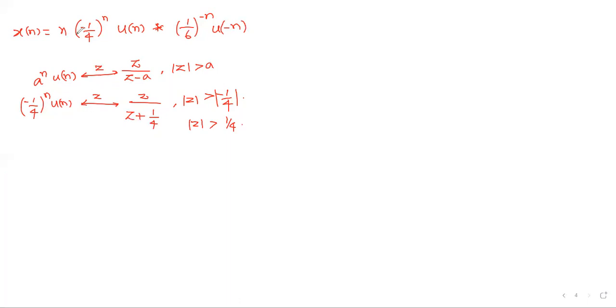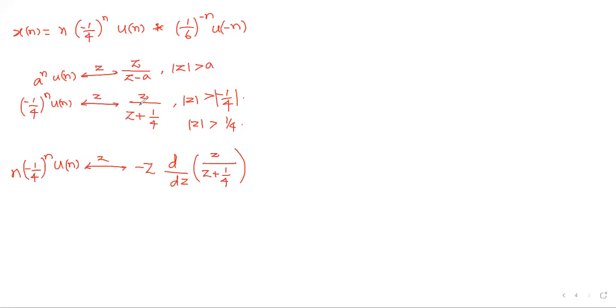Now here one more term is n into; remember this, product of n in time domain results in differentiation in frequency domain. N into minus 1 by 4 whole power n u of n z transform is minus z into d by dz of z by z plus 1 by 4. So if you multiply by n in the time domain, it results in minus z into differentiation of the above signal in the frequency domain, that is z by z plus 1 by 4.